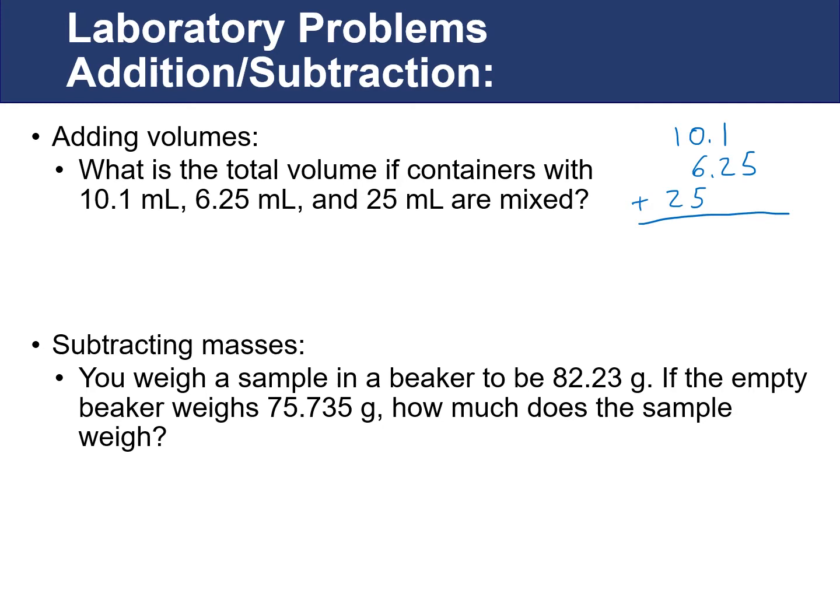So we're going to add all three of these together. And before I do that, I'm going to draw a vertical line down indicating which value has the least number of decimal places, right? The 25 is accurate, but only to the ones place. The 10.1 is accurate to the tenths place, and the 6.25 is accurate to the hundredths place. So if we add all of these together, we get 41.35. What we would report this as is 41.